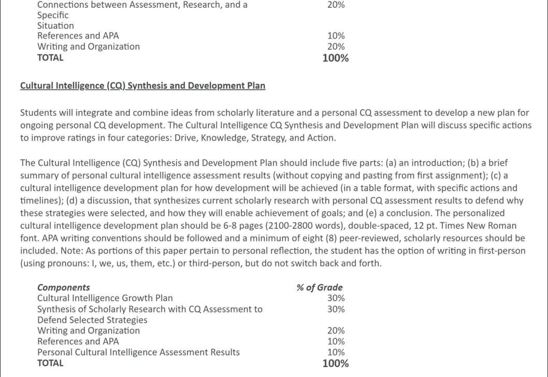And so this paper takes your CQ assessment to the next level. In the last paper, you wrote about what your CQ results were. This paper really is about helping you understand what the experts are saying that you can do to grow and maintain your cultural intelligence level. Just like any muscle that you don't use on a regular basis, you become weaker.